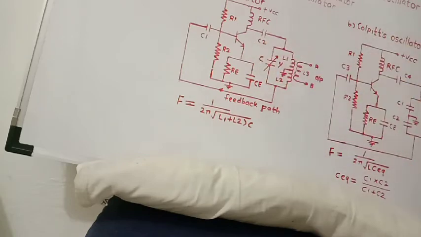This common emitter amplifier produces a 180 degree phase difference between input and output voltage, and thus the total phase difference is equal to 360 degrees, that is 0 degrees, and thus satisfies the conditions for oscillations. That means the conditions of oscillations are satisfied, and therefore oscillations are produced.